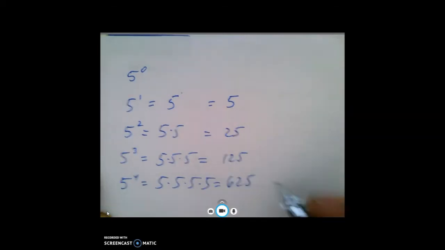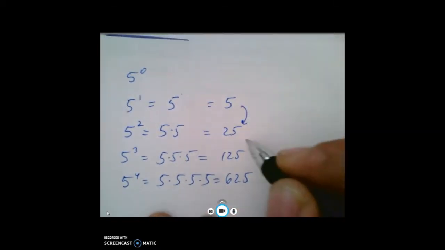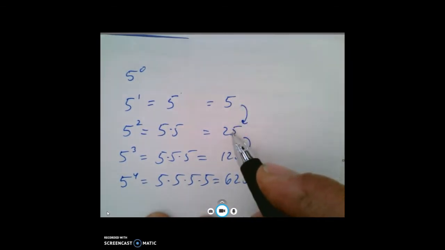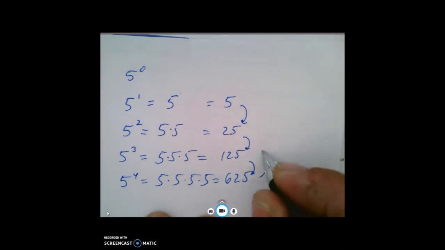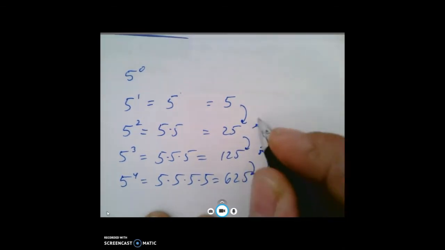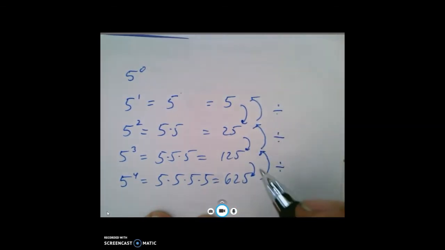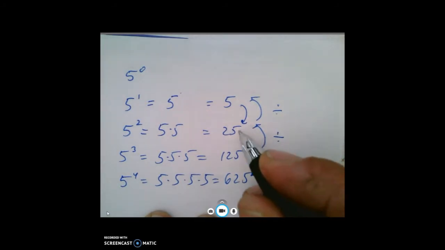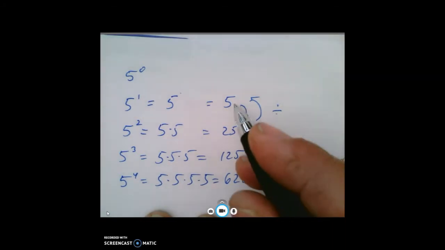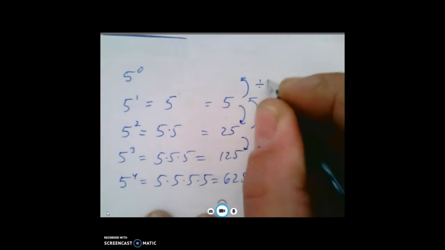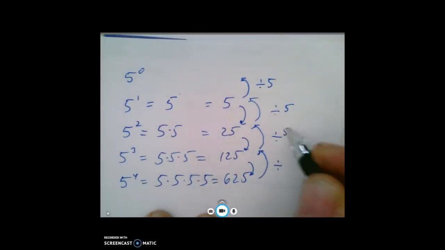But think about this. As we go down this way, we're multiplying. 5 times 5 is 25, times 5 is 125, times 5 is 625. As we go up this way, though, we're dividing. See if you notice that. 625 divided by 5 would give you 125. Divided by 5 would give you 25. Divided by 5 would give you 5. So if we're going to continue this pattern, we need to then divide by 5.